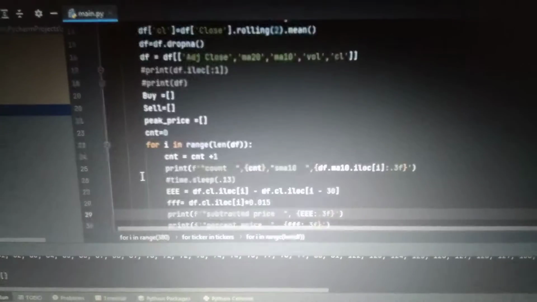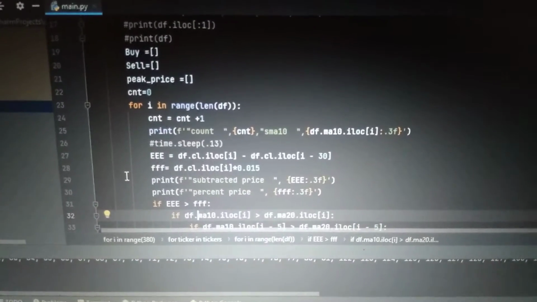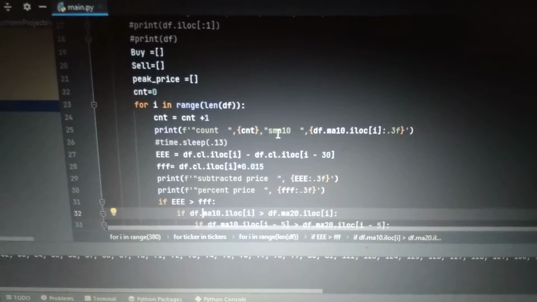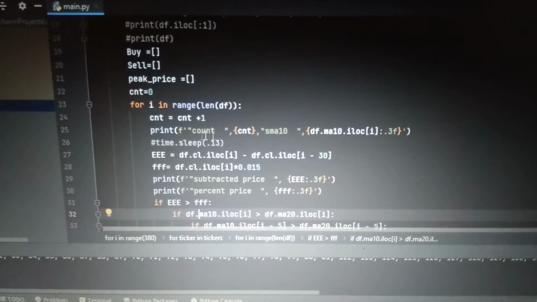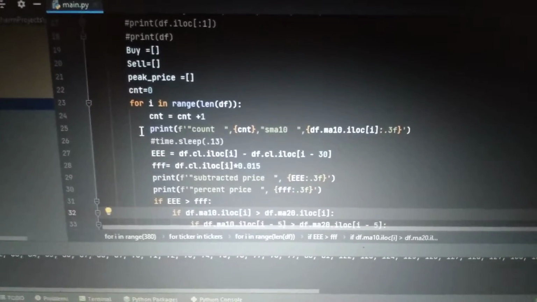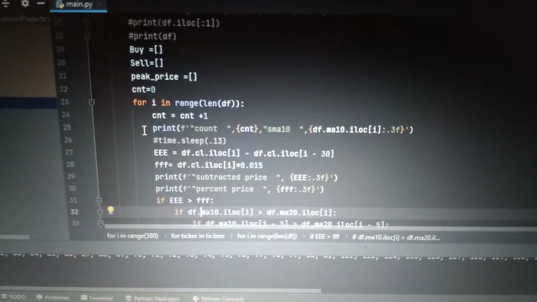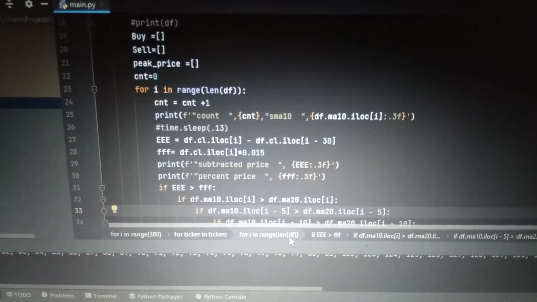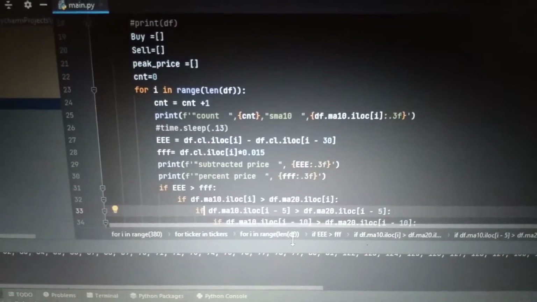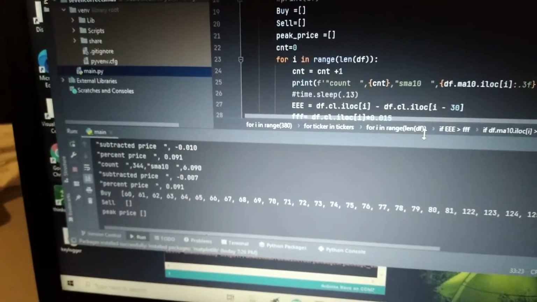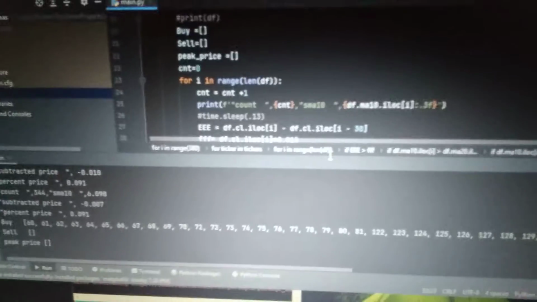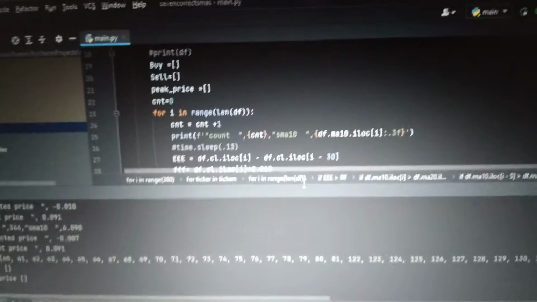So for here, we're going to go through the length of the data frame, and each time this prints out the count of the day, and we can get an indicator right here. The maximum count on this particular stock was 344 out of 380. So not every minute of the day the stock is traded.